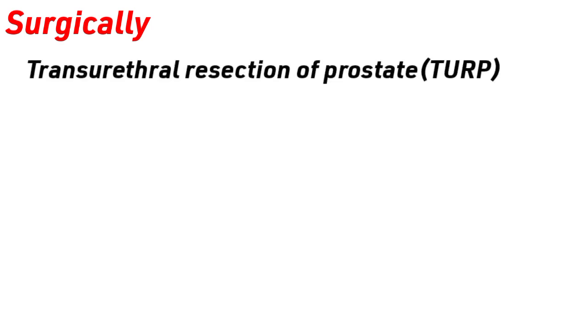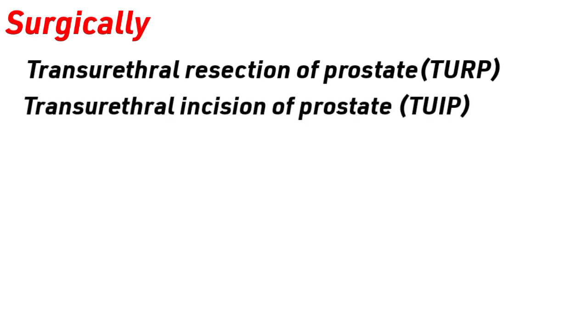Surgical treatment of benign prostatic hyperplasia includes transurethral resection of the prostate. In this procedure, a small part of the prostate gland is resected through the urethra. In transurethral incision of the prostate gland, two or three small incisions are made in the prostate gland through the urethra. And the last option is prostatectomy, complete removal of the prostate gland. It may be open or closed.